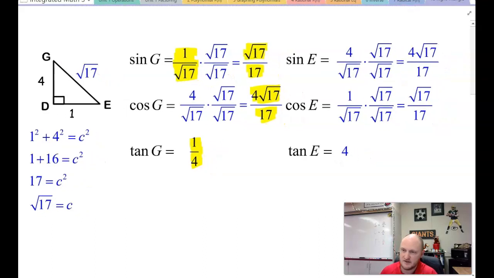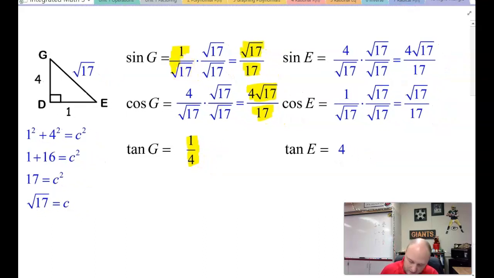Okay, sine of e, cosine of e. I don't know if you've picked up on this. I'm going to erase this. Have you noticed that whatever sine of one angle is, sine of g, it's going to be the same thing as cosine of e? There's a shortcut. Sine and cosine values of complementary angles are the same. They are the same. And then the same thing here, cosine of g, that's 4 root 17 over 17. Hey, that's the same thing as sine of the other angle, e.